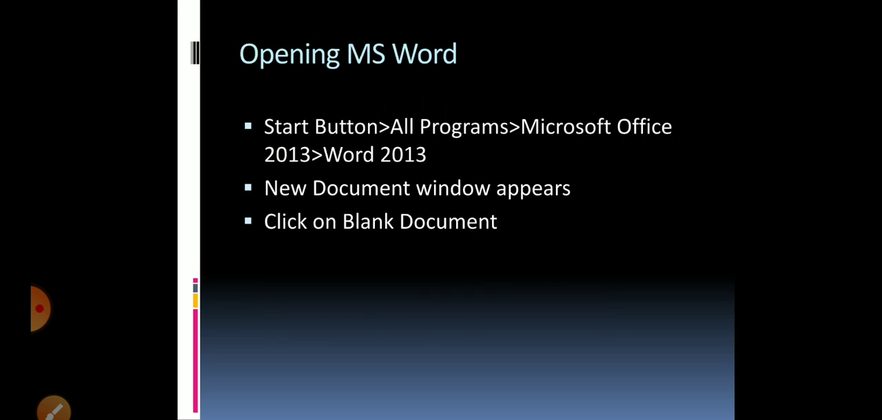Next, how could you open MS Word? You have to follow some major steps. First, you need to go to the Start button. Under the Start button, you will find All Programs. After that, you have to go to Microsoft Office 2013. If you don't have Microsoft Office 2013, you can go with other Microsoft Office versions like 2007 or 2016, or Open Office. Many Office versions are there. You can open it. After that, I am taking Microsoft Office 2013.